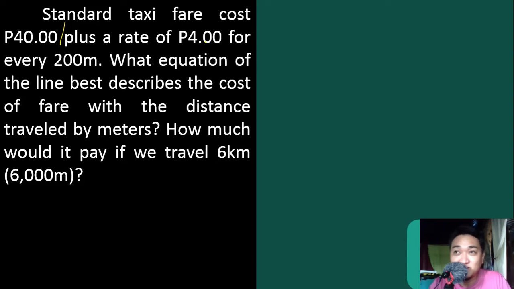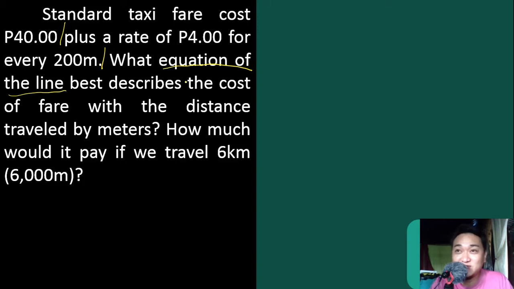So, ibig sabihin, pag more than 200 meters ka na, let's say 201 meters, at saka ngayon papatak yung metro. Yan, papatak yung metro na 4 pesos every 200 meters. Tapos, chop uli natin yan. Now, what will be the equation of the line that best describes? Ito yung hinahanap, ano? What equation of the line that best describes the cost of fare with the distance traveled by meters.